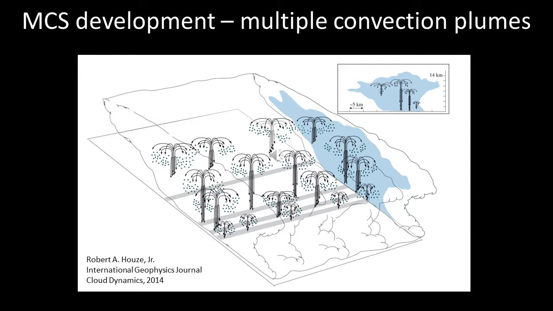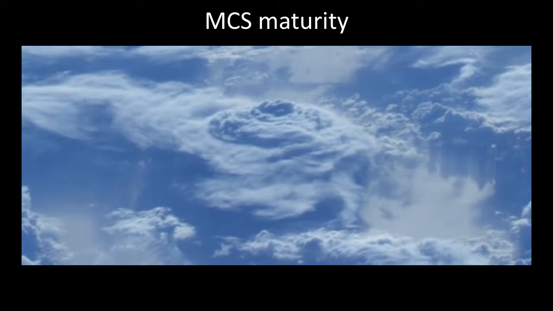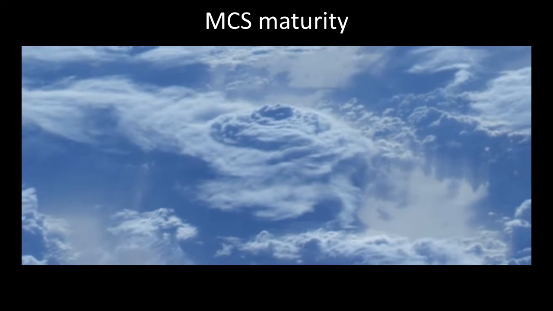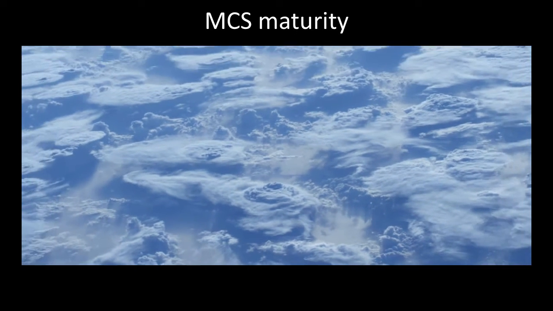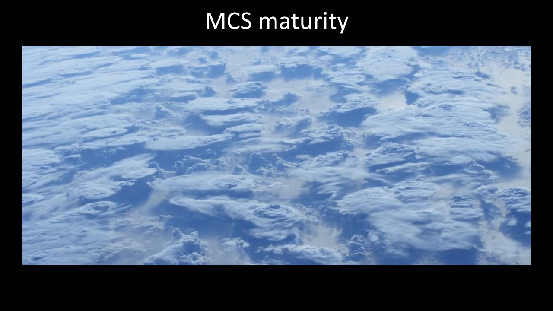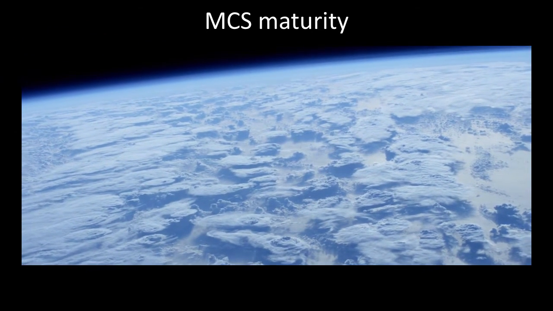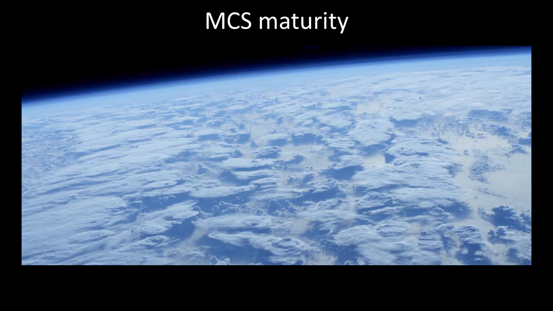MCS develop when multiple deep convection plumes cluster together over a large area. Where individual plumes may be a few kilometers on a side, that dimension in a fully developed MCS may be 100 kilometers or more. At this scale, the MCS life cycle lends itself well to tracking and measurement from space. Indeed, the MCS images we've been using were taken from the International Space Station. And it's from here that the upscaling to the progressively larger building blocks we've discussed continues.